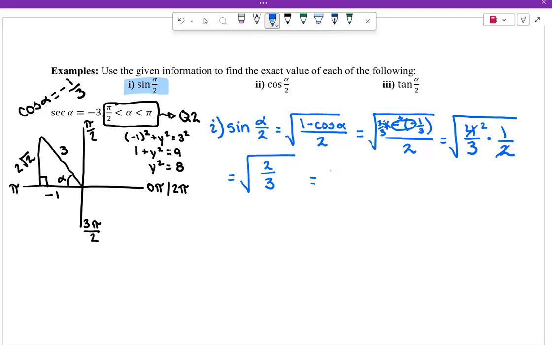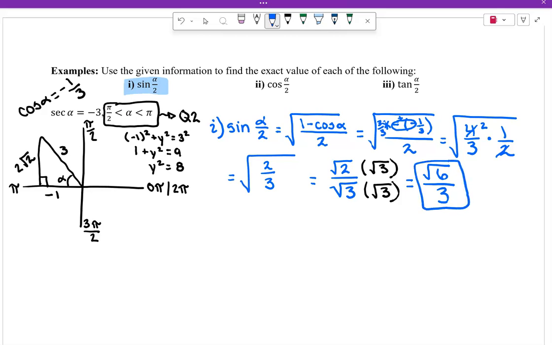We take the square root of both of those. Nothing comes out pretty. But it does allow us to rationalize that denominator by multiplying top and bottom by square root of 3. So we're going to get square root of 6 on top divided by 3. Okay.